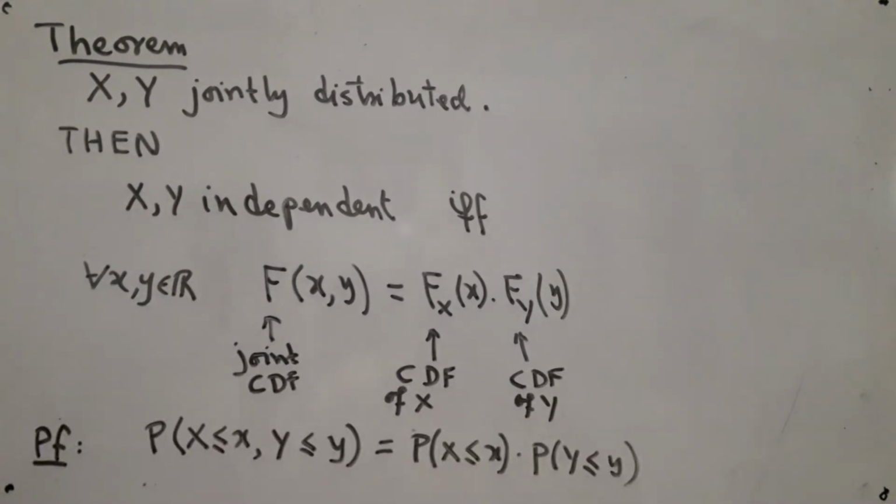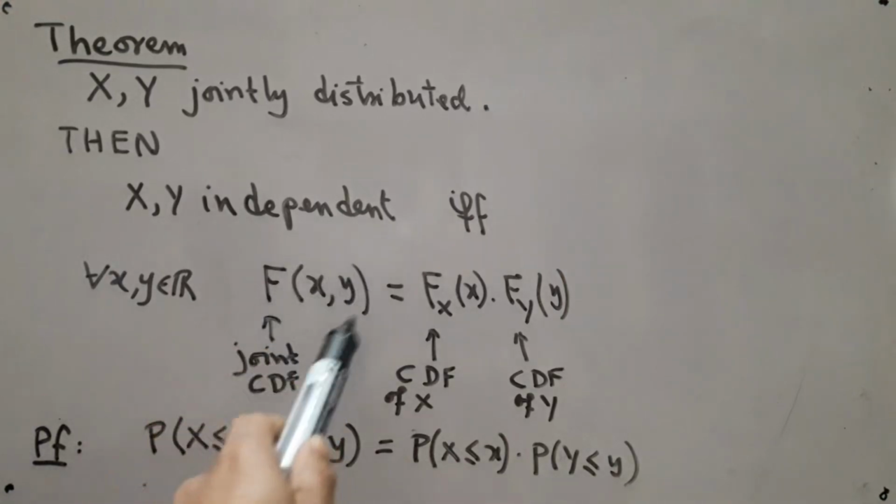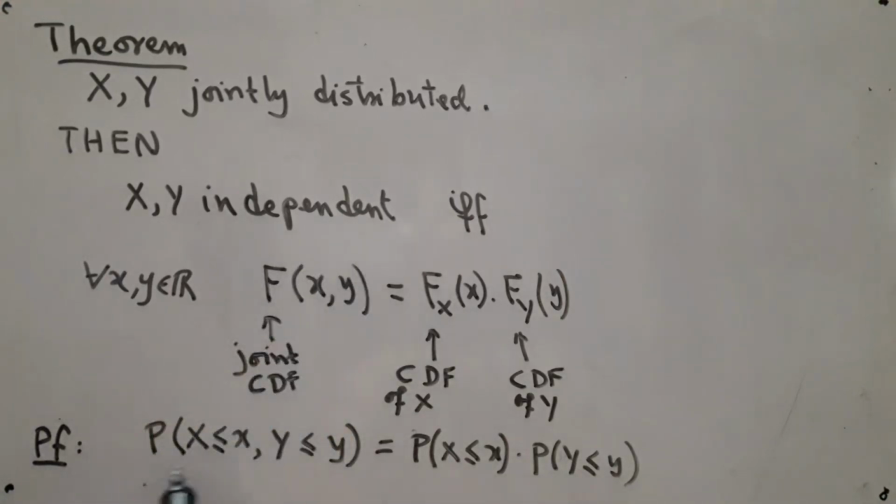The proof is pretty straightforward once you notice that this F_XY is simply, by definition, the probability that X is less than or equal to x and Y is less than or equal to y. Similarly, this is equal to this and this is equal to this. So this is the same as this equality. Now if X and Y are independent, this event is made up of two parts, one in terms of X, the other in terms of Y. So by independence, it will factor out into the two probabilities, the X probability on one side and the Y probability on the other. So if they are independent, immediately you get this.